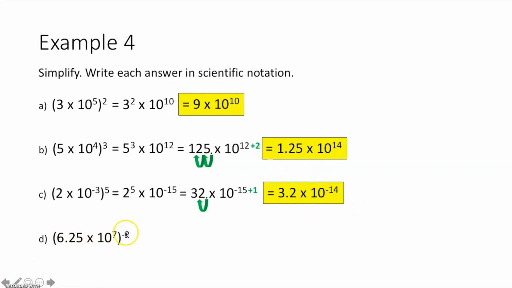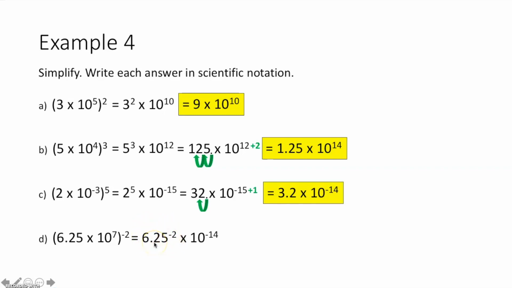And then lastly, we have 6.25 times 10 to the 7th, all being raised to the negative 2nd power. So again, this is 6.25 to the 1st power, and this is 10 to the 7th. This negative 2, since it's power to a power, we're going to distribute it to the 7 and to the 1. That's our exponent for the 6.25. So it looks something like this. 6.25 to the negative 2nd power times 10 to the negative 14th. Now, we need to simplify this right here. What is 6.25 to the negative 2nd power? Well, technically, since it's a negative exponent, this becomes 1 over 6.25 to the positive 2nd power.